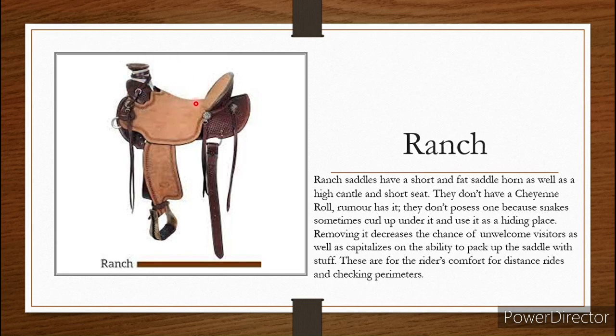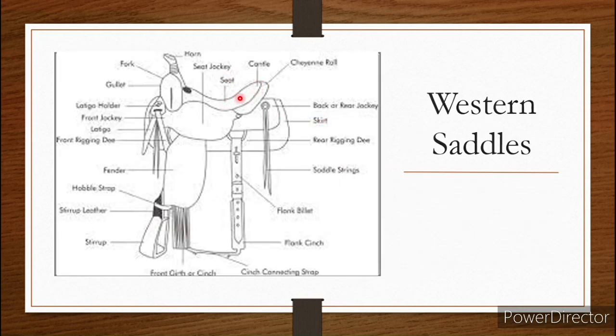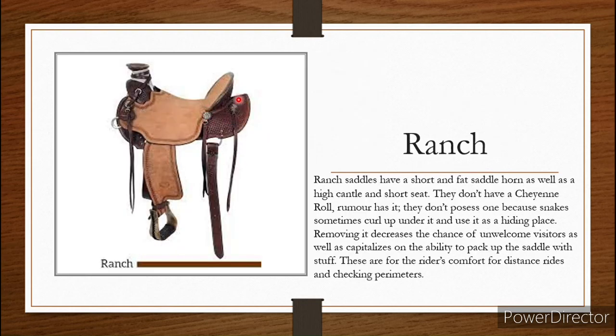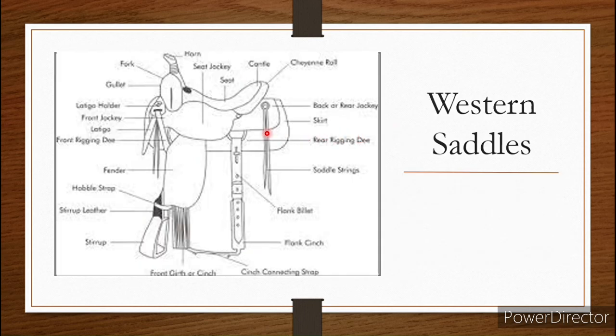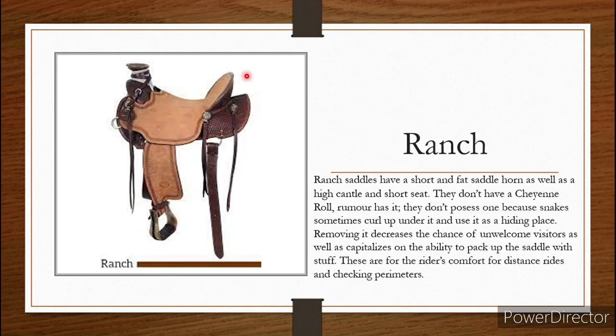They don't have a Cheyenne roll, which is this part here. So this is the cantle, and this part that comes off the back, that's the Cheyenne roll. These do not have a Cheyenne roll. Rumor has it they don't possess one because sometimes what can happen is, if we look back at this one, snakes can curl up right here. And they can use it as a hiding space. It's a nice quiet area.